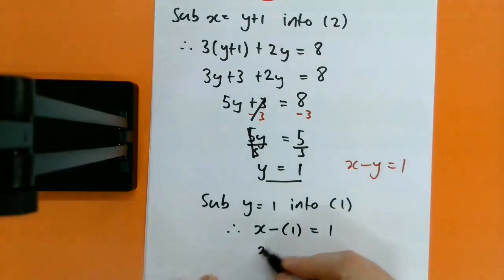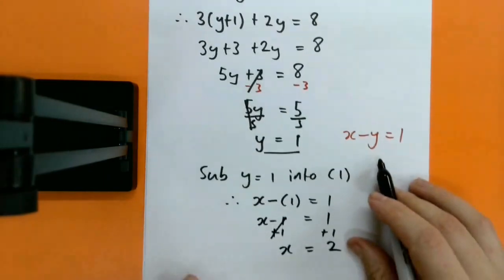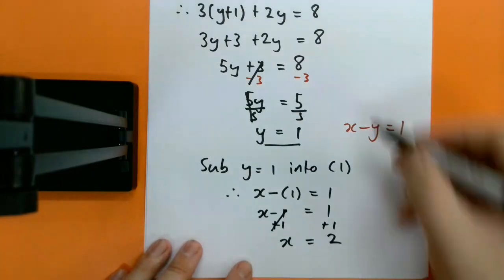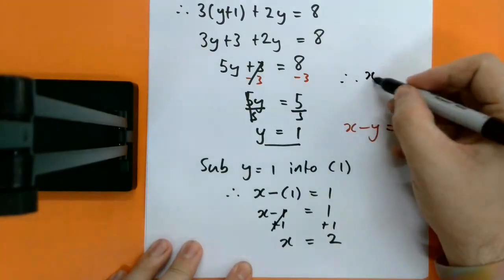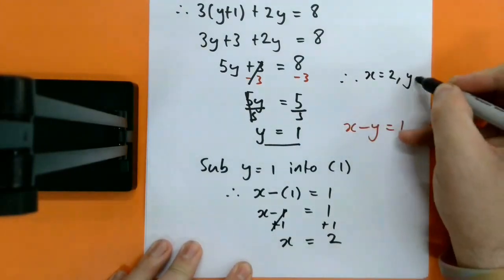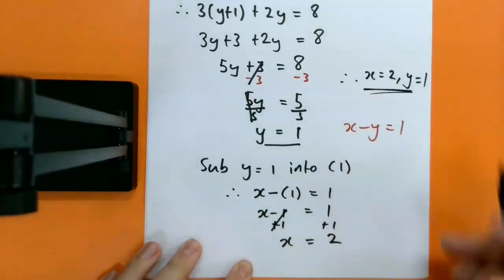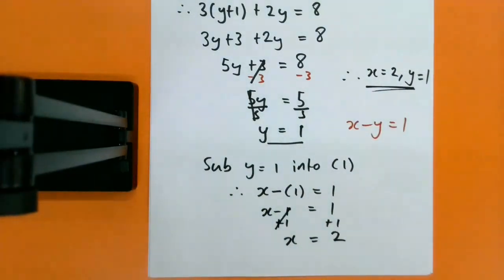So x minus 1 being equal to 1, we just have to add 1 to both sides. That will cancel, giving us x is equal to 2. So therefore our solution is x is equal to 2 and y is equal to 1. And that is a solution to our simultaneous equation here.